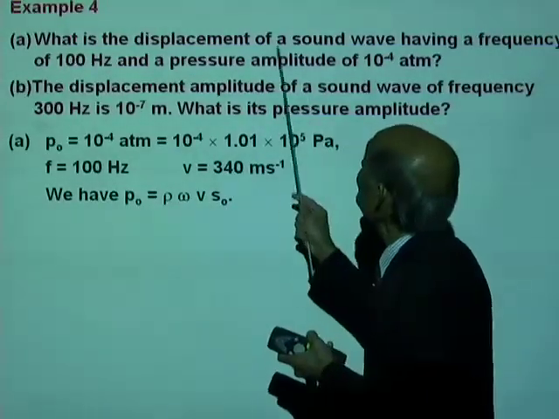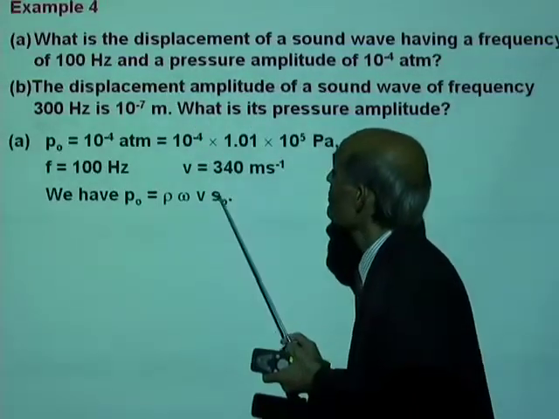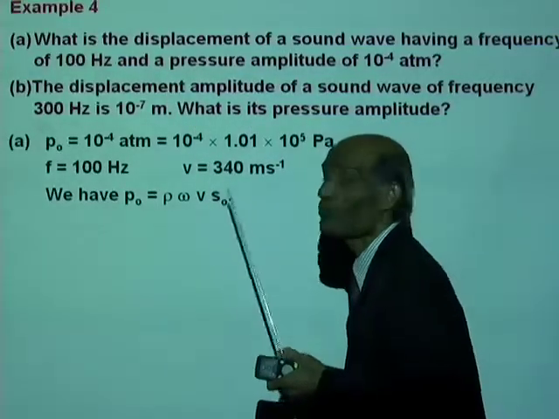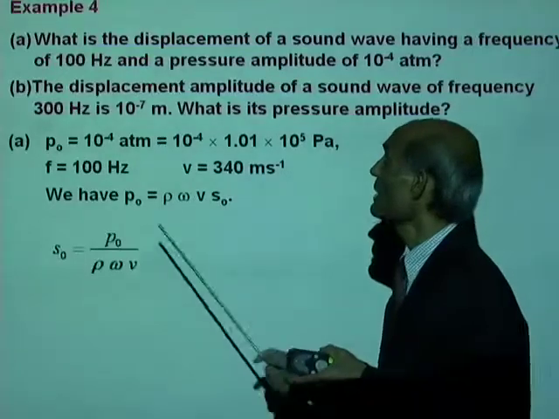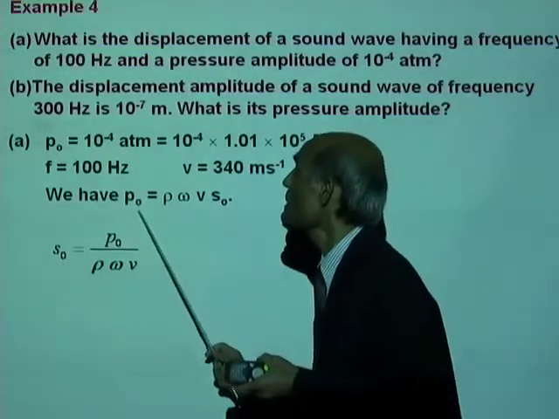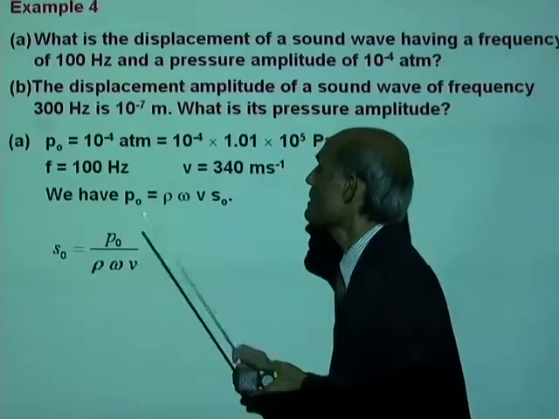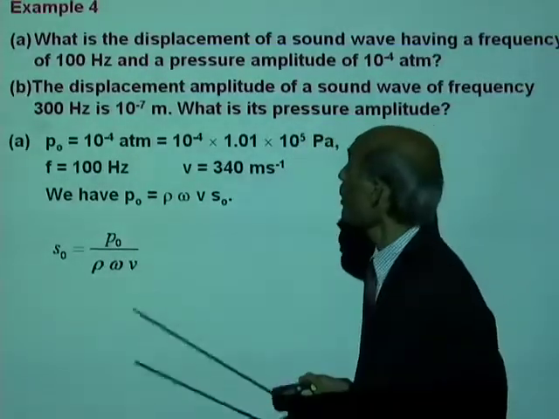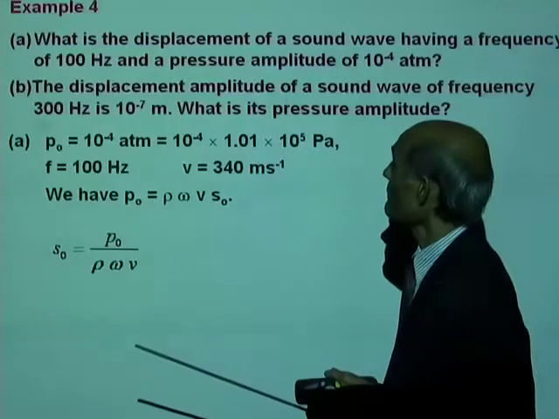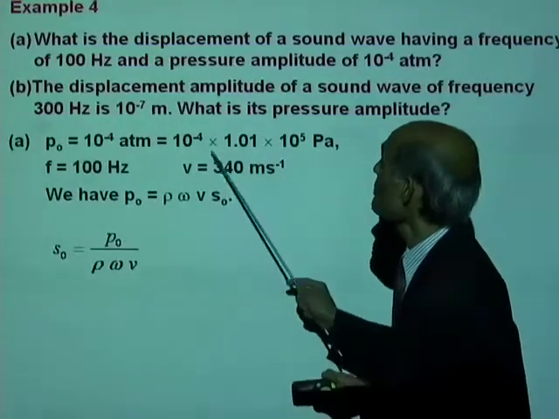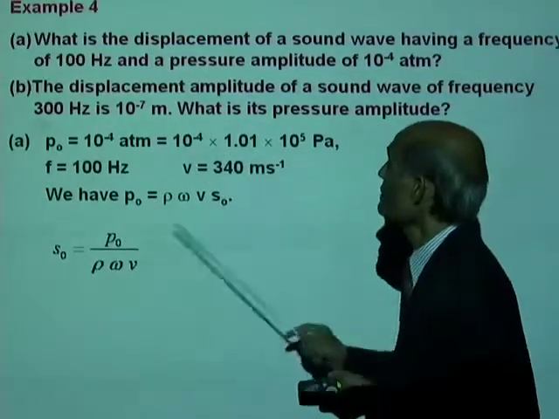We need to find the displacement amplitude. So we need to solve for S0. S0 is P0 divided by rho omega V. And we know all those values, don't we? Now, P0 we know, this is P0.